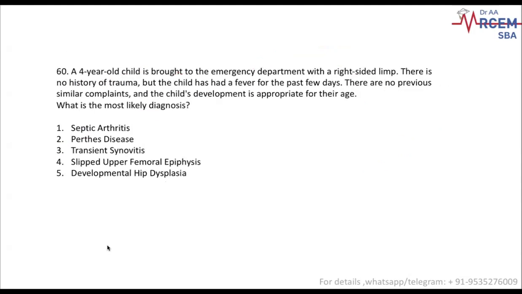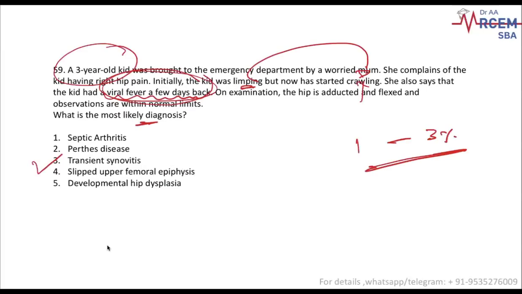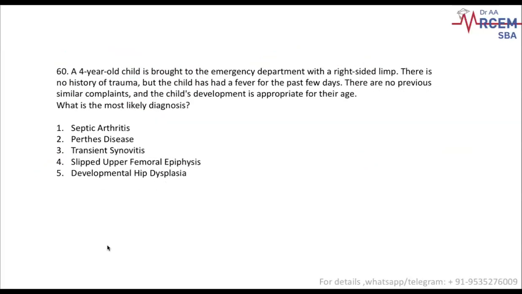Another question in September 24 itself had appeared, a similar type. A 4 year old child is brought to the emergency department with a right-sided limp. There is no history of trauma. The kid has had a fever for the past few days. There are no previous history complaints. The child is developmentally appropriate. What is the most likely diagnosis? Here the Kocher's score is 2.